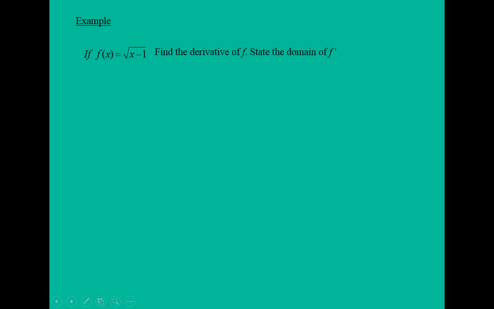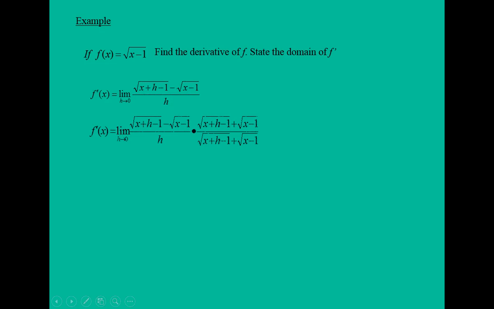Another example. Find the derivative of the square root of x minus 1 and state the domain of f prime. We're using our definition of a derivative using a limit. This particular problem we need to multiply by the conjugate. When we multiply the conjugates together, we notice that we can cancel some like terms with opposite signs.